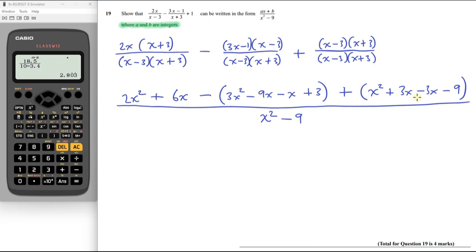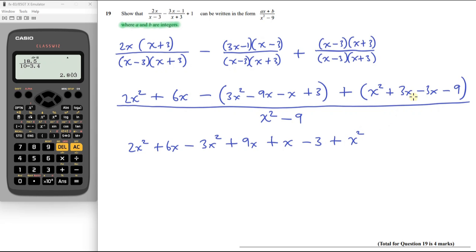Okay, now we need to clean up the numerator. So we've got 2x squared plus 6x. And then we're subtracting 3x squared. This is where people make the mistake. We're subtracting negative 9x, so that's plus 9x. We're subtracting negative x, so that's plus x. We're subtracting 3, so that's minus 3. And then we're adding on x squared.